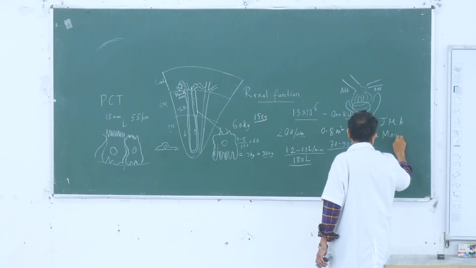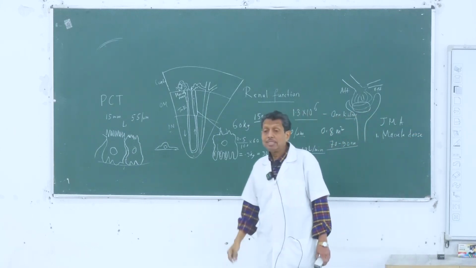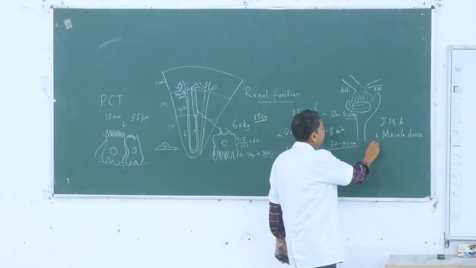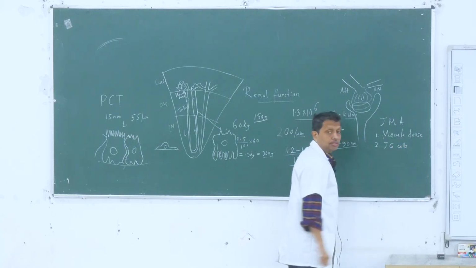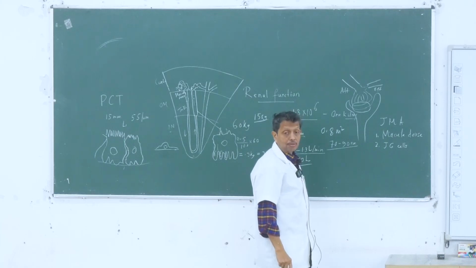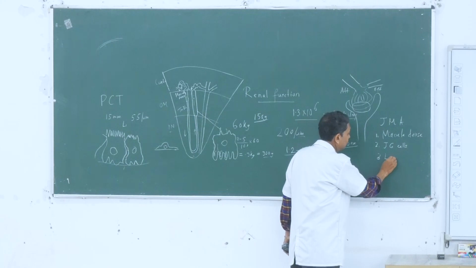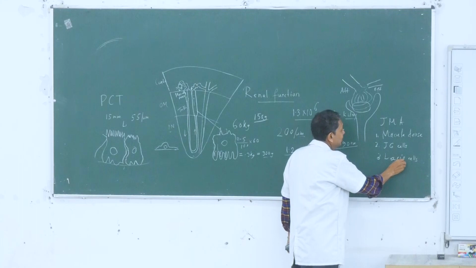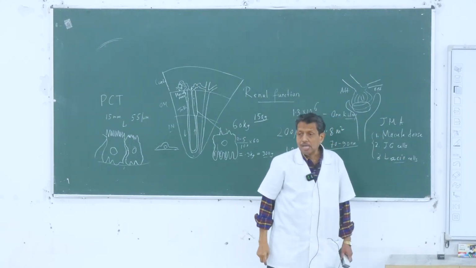The macula densa of the terminal part of the thick ascending limb of the loop of Henle, then the JG cells, juxtaglomerular cells, mostly of the afferent arterioles, maybe to some extent the efferent arterioles, and third, the lacis cells. The three together form the juxtaglomerular apparatus.